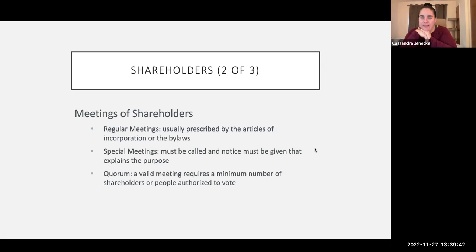Now, when do you meet to talk about that? Well, you have regular meetings and special meetings, and the regular meetings are ones that are required under the articles of incorporation or under the bylaws. And then sometimes you'll have special meetings that will get called for, and they have to provide notice about why they're calling for a special meeting. In order to have a valid meeting, very important, you must have quorum. Now, you probably heard of the word quorum when we talk about other types of governmental entities. So quorum requires a minimum number of shareholders or people authorized to vote to be present and engaged in the vote. If you don't have that, and that number is normally more than a majority of the total number, you can't vote.